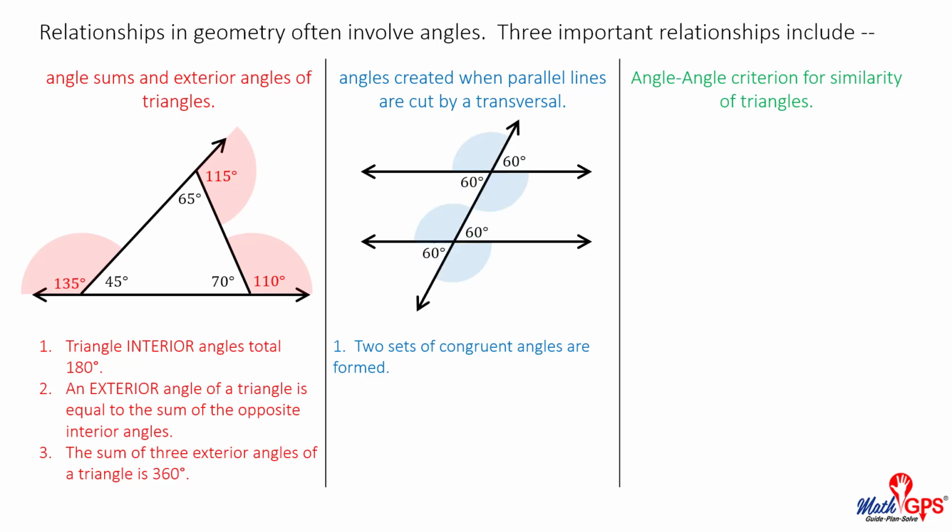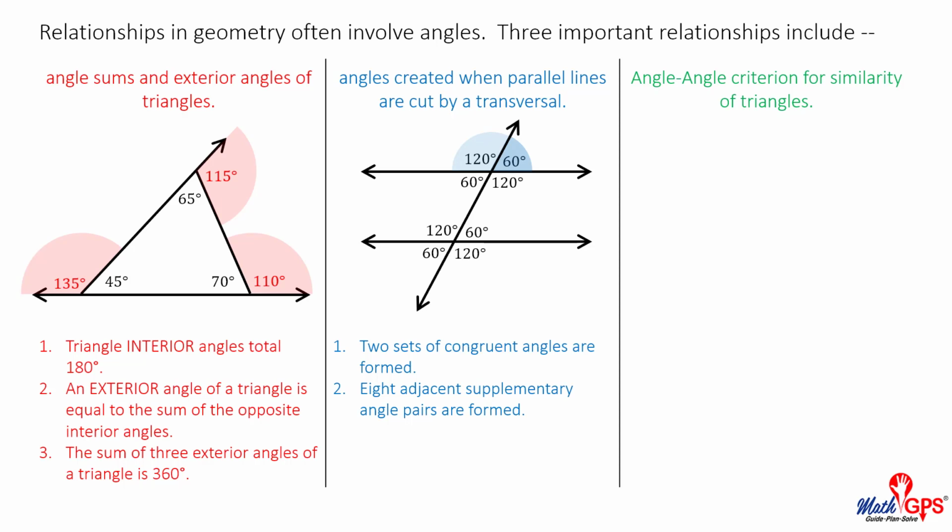Now the second set of congruent angles is shaded blue. They are obtuse congruent angles. Can you guess the measure of the angles? Each of the obtuse angles measures 120 degrees.